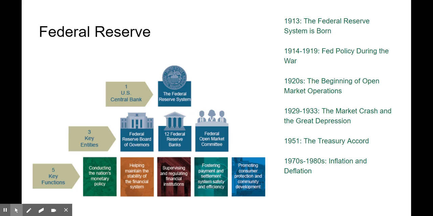So the Federal Reserve System would be born in 1913. And when President Wilson signed the Federal Reserve Act into law, it stood as a classic example of compromise because it was a decentralized system and a combination of public and private sector involvement.